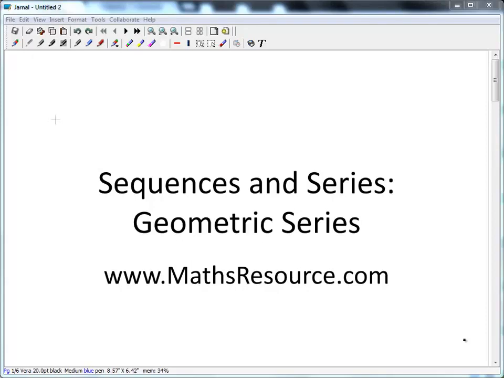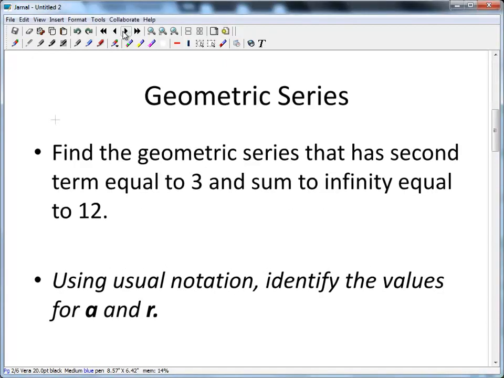In this presentation, we're going to look at sequences and series, and in particular, we're going to look at a geometric series question. The question is as follows. It's a short question. Find the geometric series that has the second term equal to 3 and a sum to infinity equal to 12.